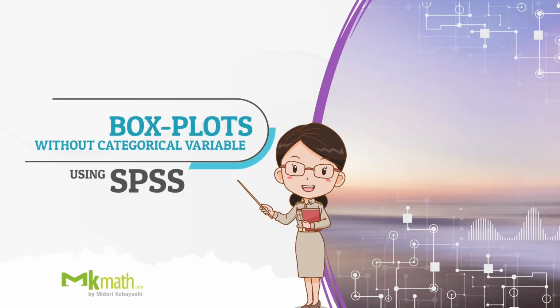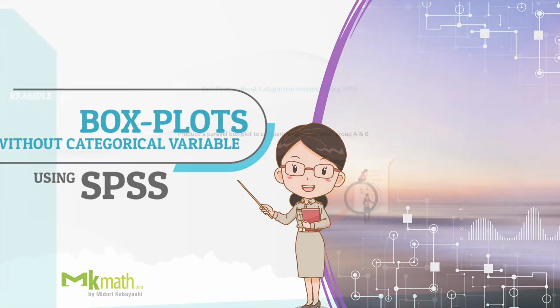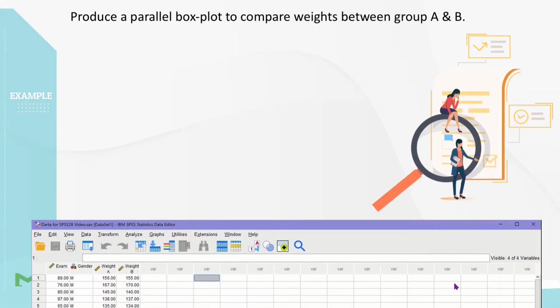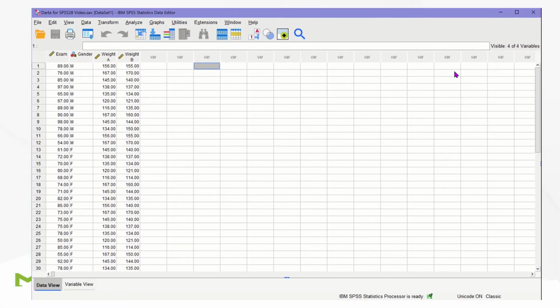Hello everyone. In this video, I'd like to show how to create a parallel box plot without a categorical variable using SPSS. We'll try to produce a parallel box plot for weights of the two groups separately. We use the numerical variables weight A and B regardless of gender in this video.